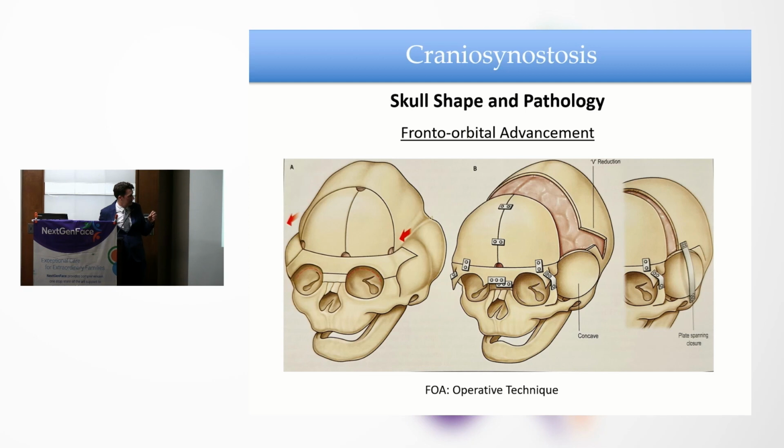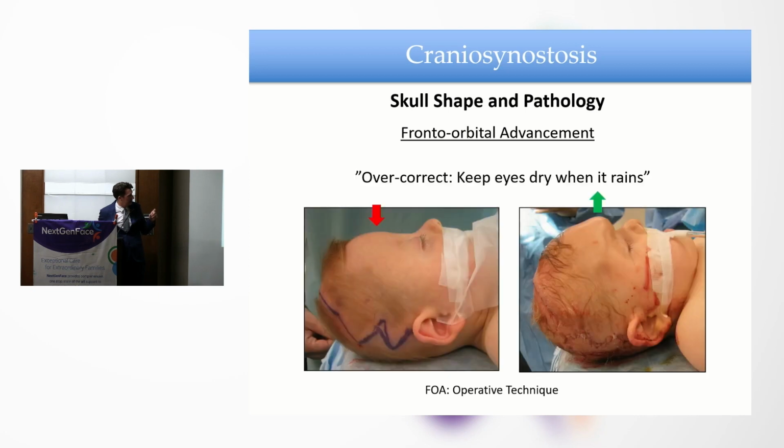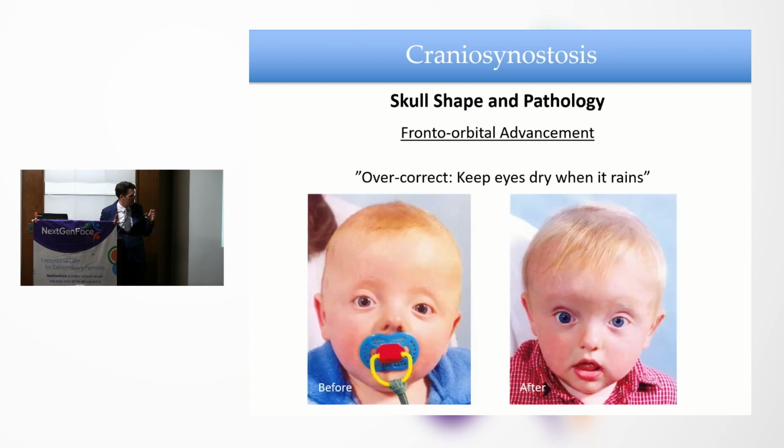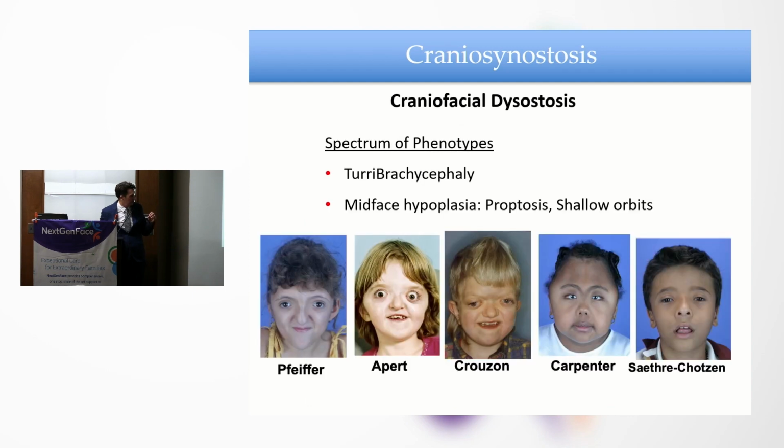So you advance the forehead, advance the supraorbital brow, to create space, as well as lower the head so you don't have that turricephaly. Dr. K used to teach the residents, you want to overcorrect these cases, and you want to be able to keep the eyes dry when raining. That's what he means by overcorrection, because it will come back, and you can see how it comes back and they can look normal, but overcorrection is important in these patients.